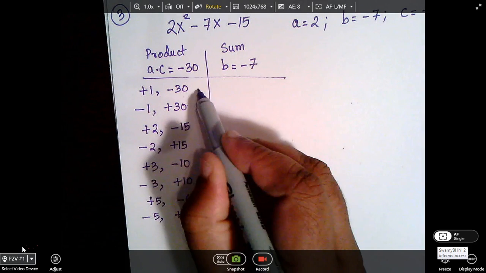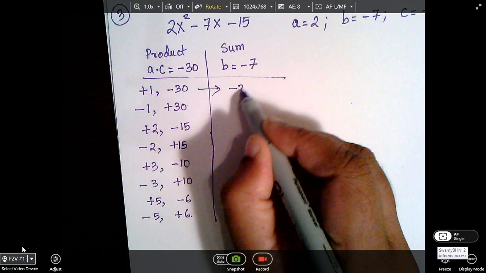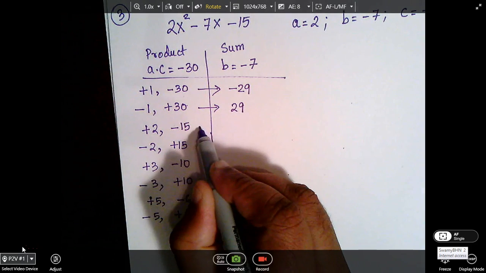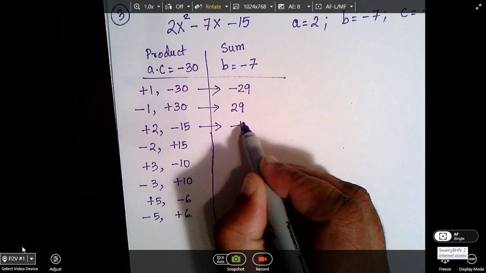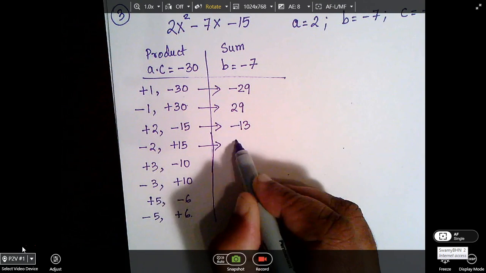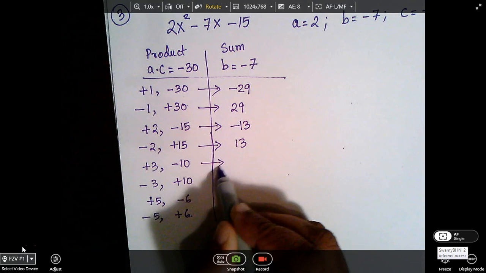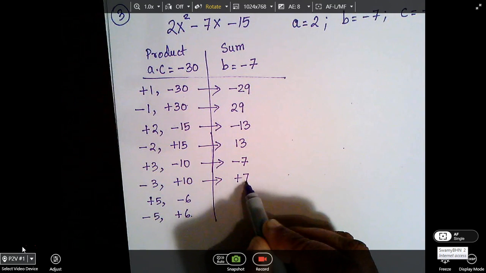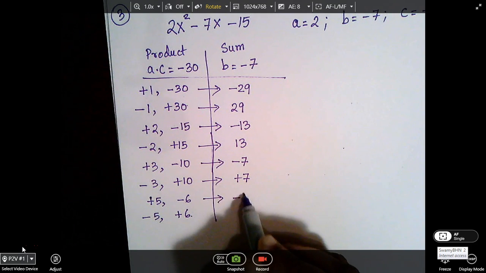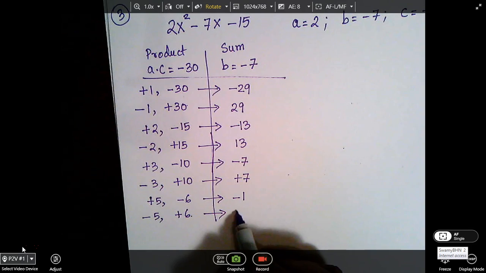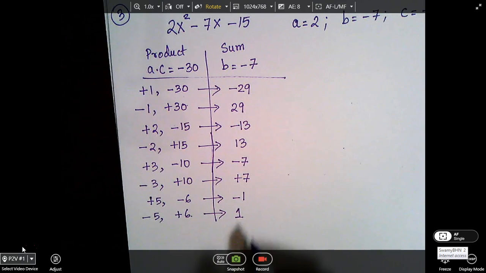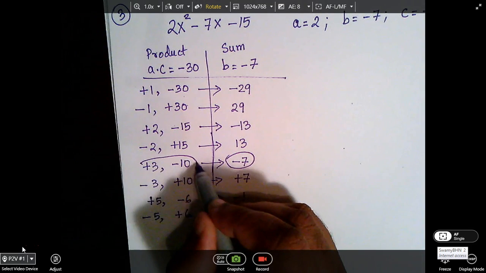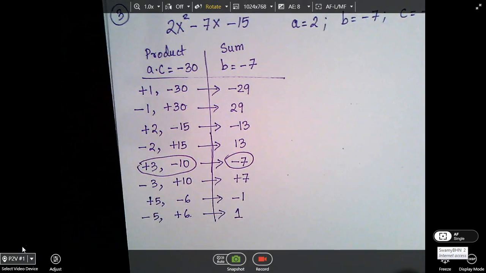So the sum here is going to be a negative 29. The sum here is going to be a positive 29. The sum here is going to be a negative 13. The sum here is going to be a positive 13. This will give me a negative 7. This will give me a positive 7. This will give me a negative 1. This will give me a positive 1. What I'm interested in is the negative 7. So these two are the numbers that I'm going to use to split up my trinomial.